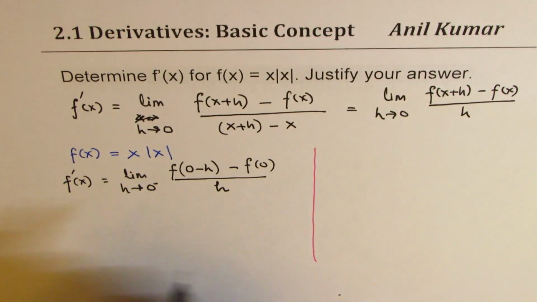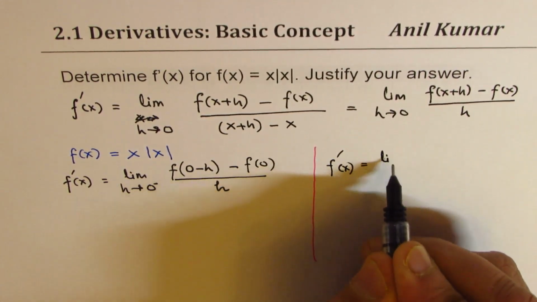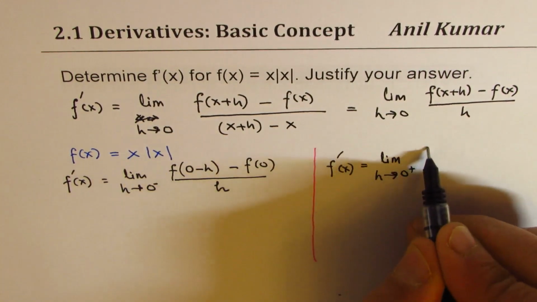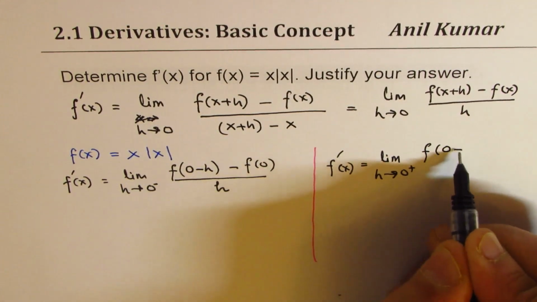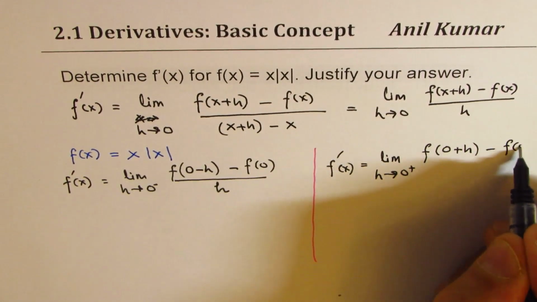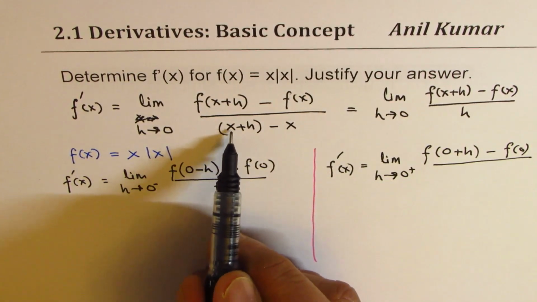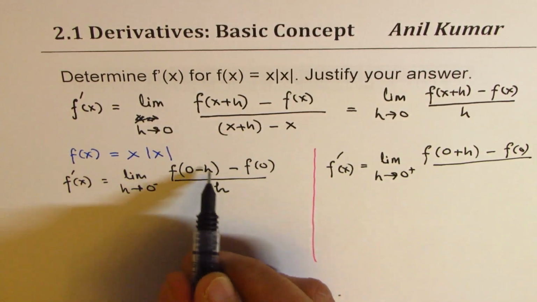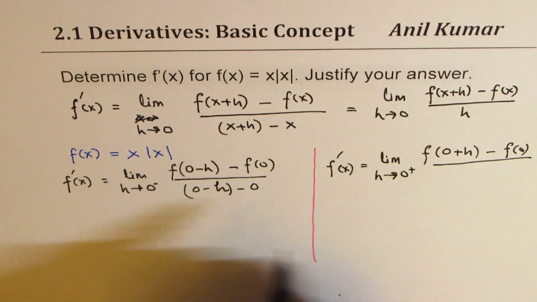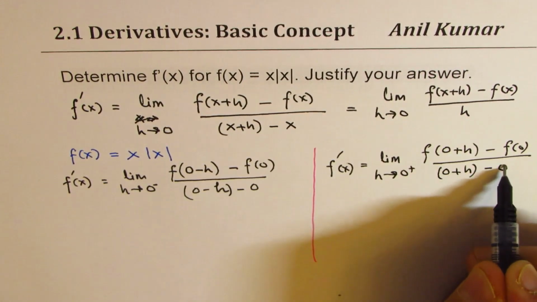Do you see that? But when we approach the function from the right side, then it becomes limit h approaches 0 from the right side, then it is f of 0 plus h, so you're on the right side of the origin, minus f of 0. Does that make sense to you? Now, x plus h, let me write like this. So this is 0 minus h minus 0. And here it will be 0 plus h minus 0. Do you see that?